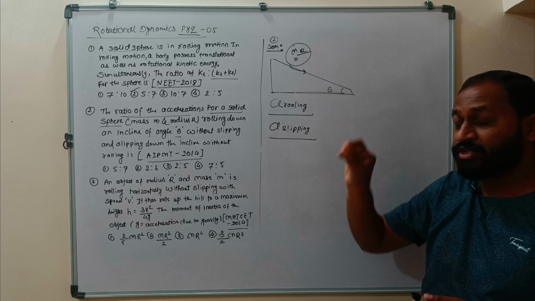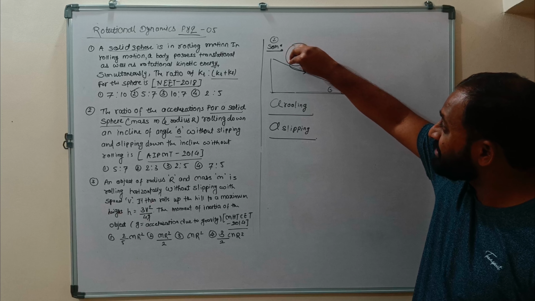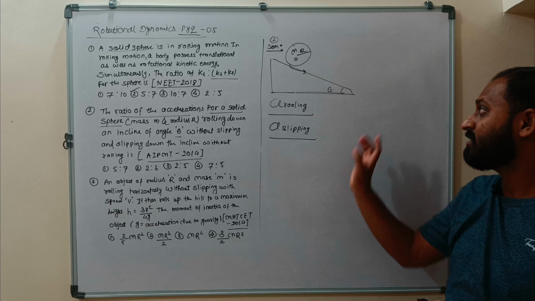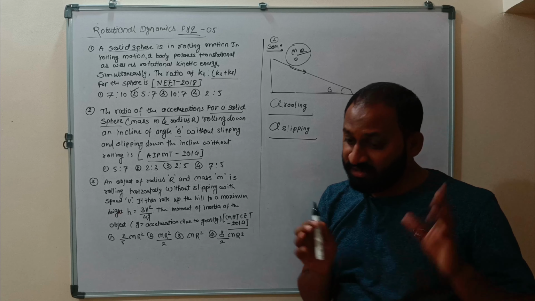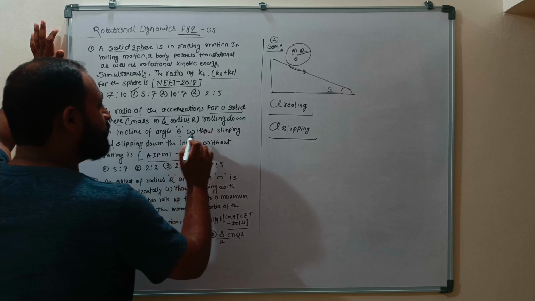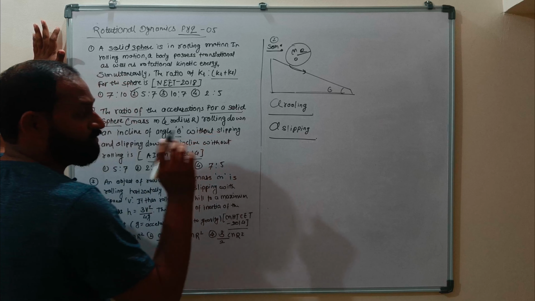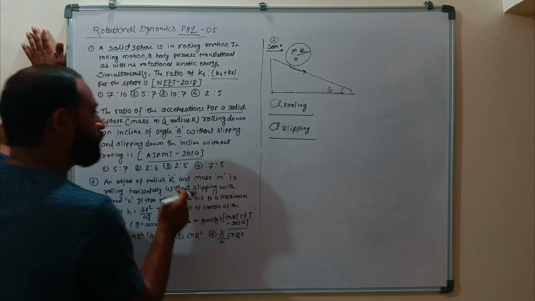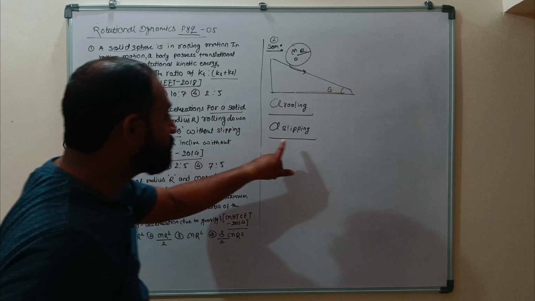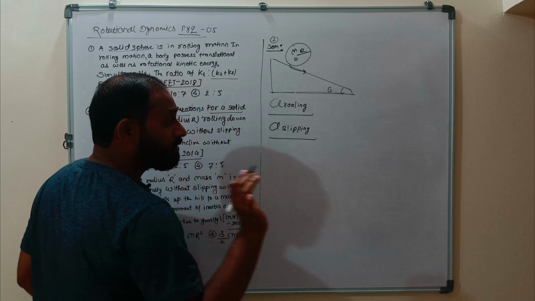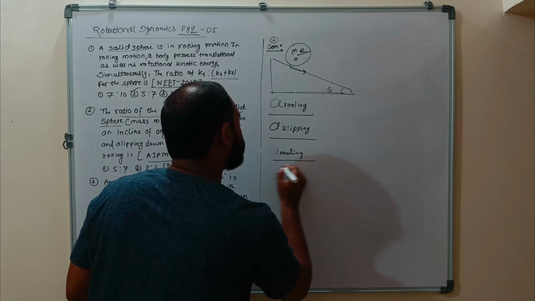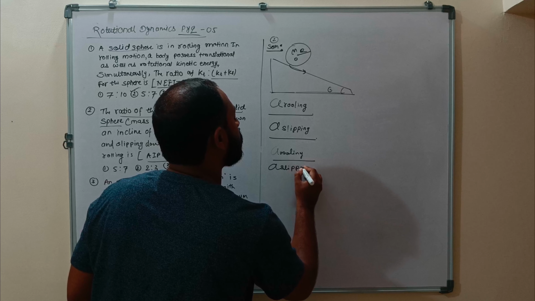But without rotational motion, if the body is just skidding, that is nothing but translational motion, then the acceleration becomes the slipping acceleration. And they are asking to find the ratio of the acceleration without slipping, which means the acceleration of rolling, and slipping down the incline without rolling. Without rolling means the body is sliding. It means they are asking to find the ratio of the acceleration of rolling to the acceleration of sliding.